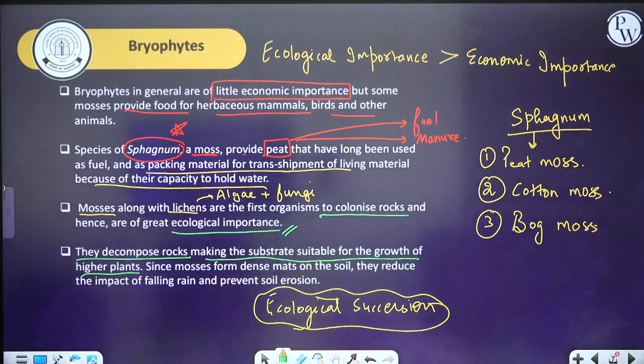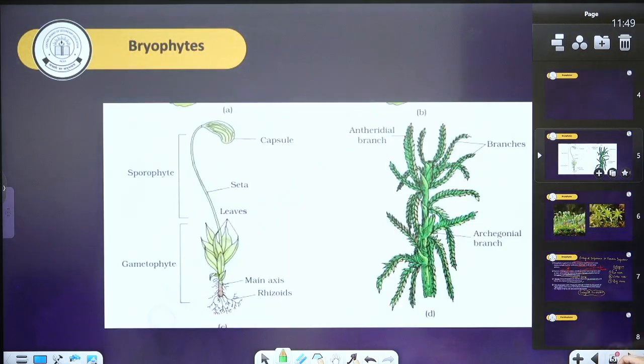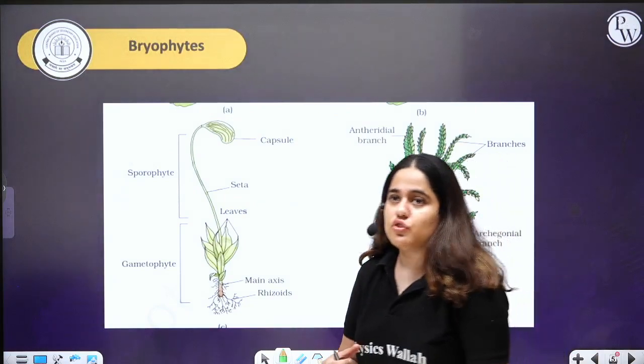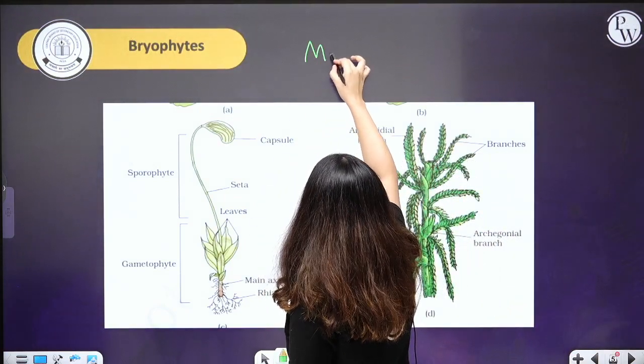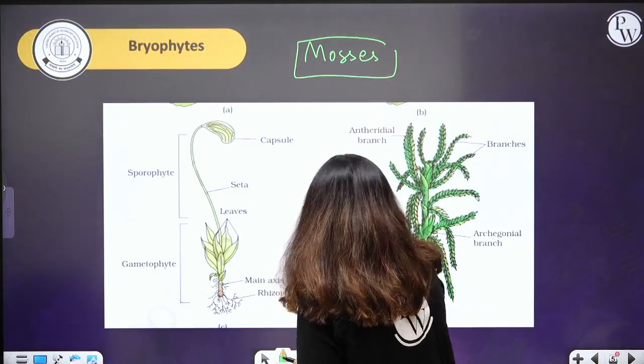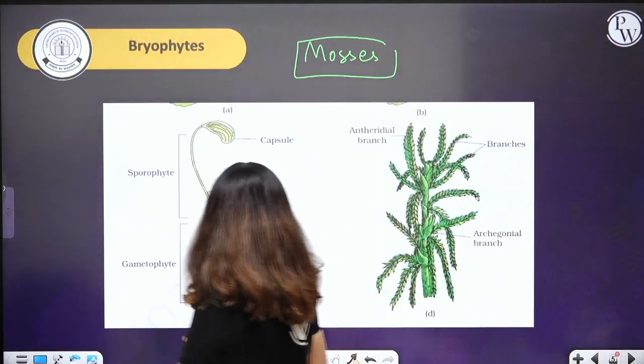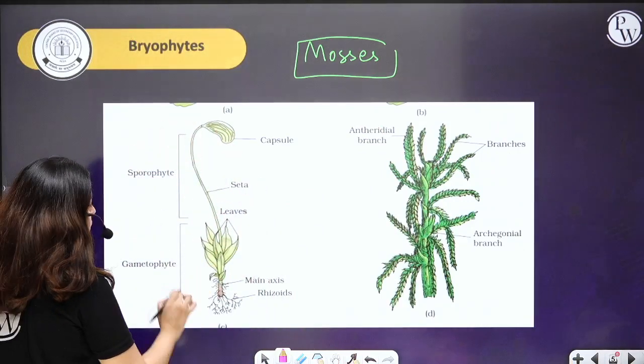As you know, bryophytes are divided into two groups, liverworts and mosses. I have already shown you the photo and the diagram of liverworts. Today I'm going to show you the photo or the diagram of mosses. We have already discussed the liverworts. Now these are mosses. Beta, this first diagram is of Funaria.